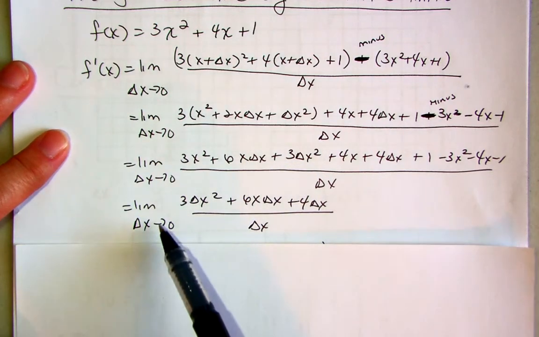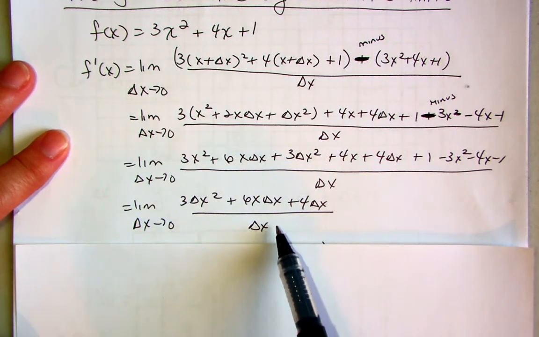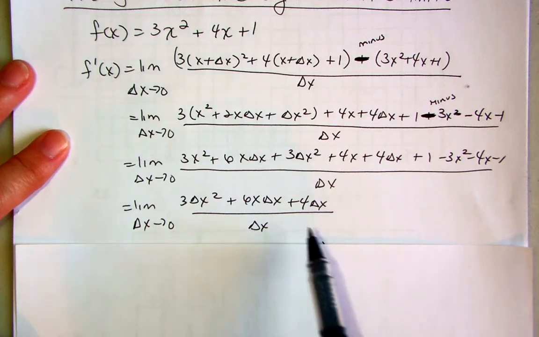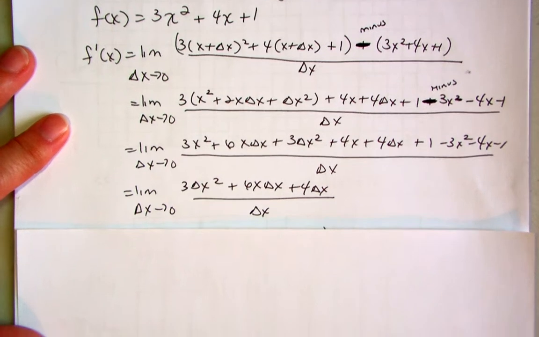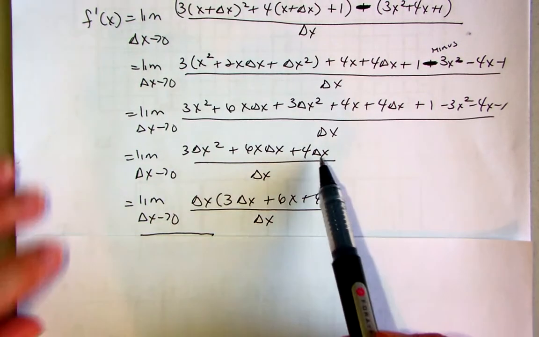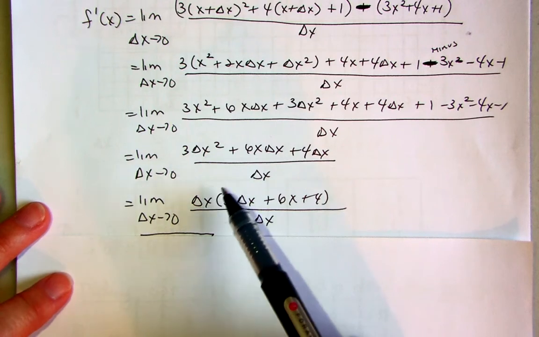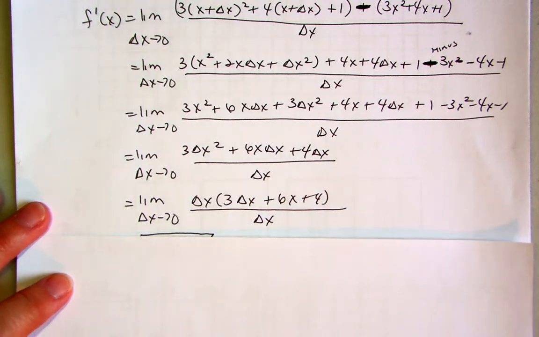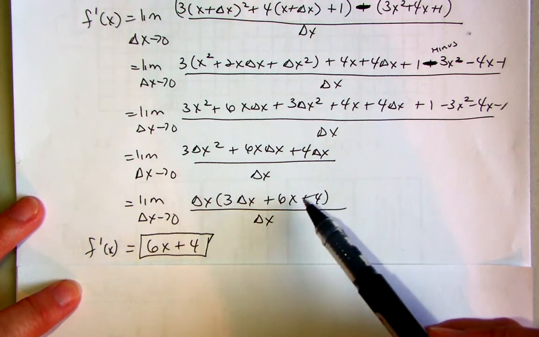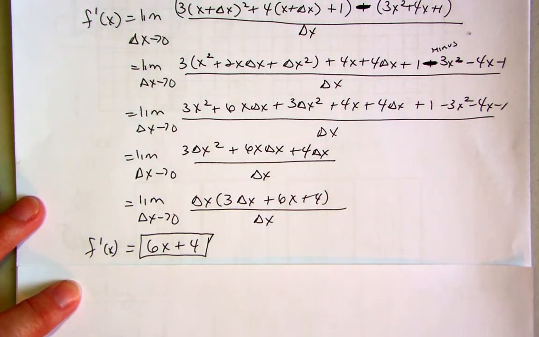Which again, my whole goal is I'm trying to take the limit, and I can't, because if I put 0 in here, it's undefined. So I need to be able to factor out the delta x out of the denominator, and I'm going to be able to do that. I factor out a delta x out of the 3 terms in the numerator. I'm able to cancel that out, divide that out top and bottom. I can go ahead and then substitute in 0 for delta x, and I get 6x plus 4. This is what we did in section 2.1. This is the only way you know how to find a derivative until now.